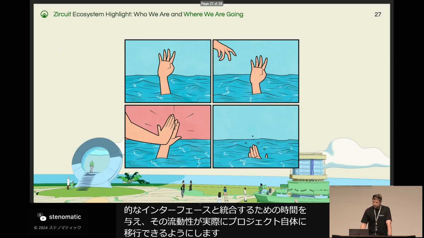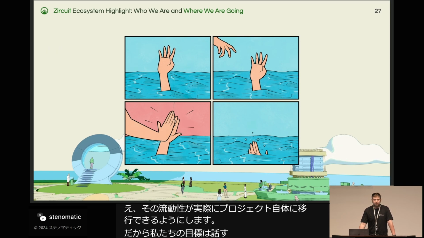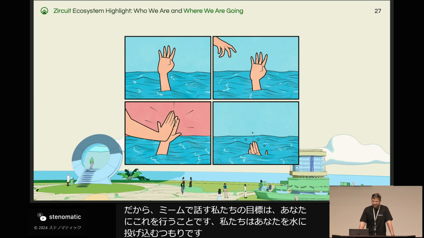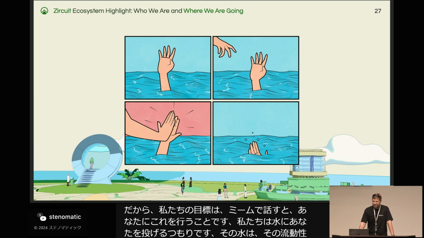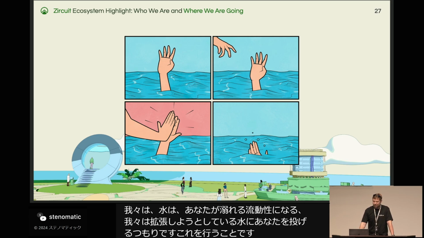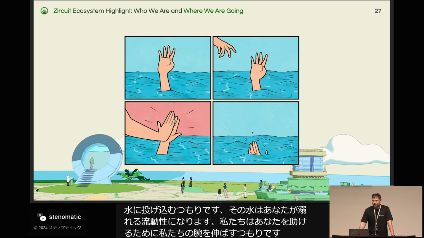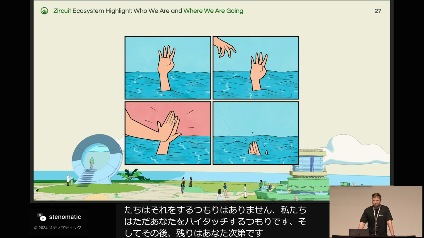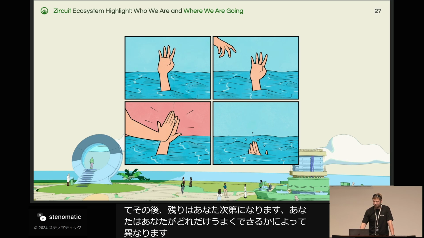So our goal, speaking in memes, is to do this to you. We are going to throw you in the water. That water will be the liquidity that you will be drowning in. We're going to extend our arm to help you, but we are not going to do that. We're just going to high-five you, and then the rest will be up to you. Depending on how well you can swim, this is how well you will be doing.